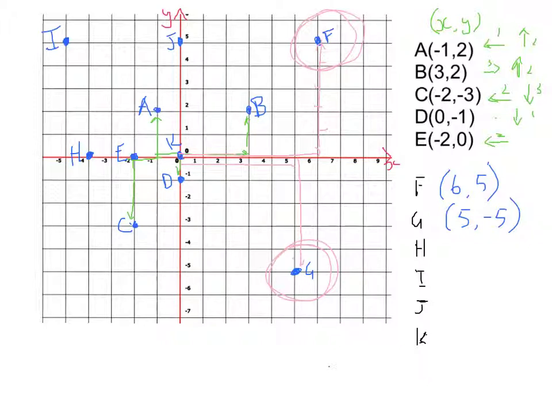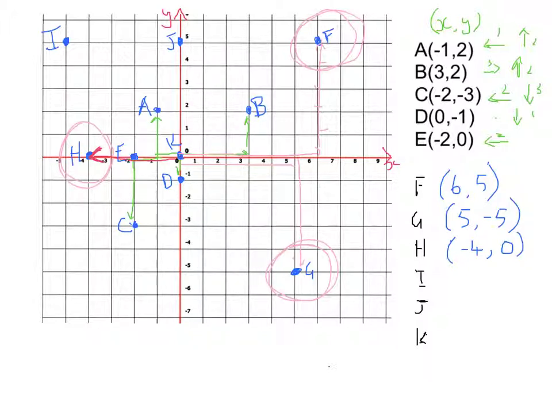The next one we have is point H. H is over here. To get to H from the origin, we just go left 4. So we go from the origin back to there, which tells us that we're going to have an x-coordinate of -4. Because it's on the x-axis, we're not going up or down, so the y-coordinate is 0.